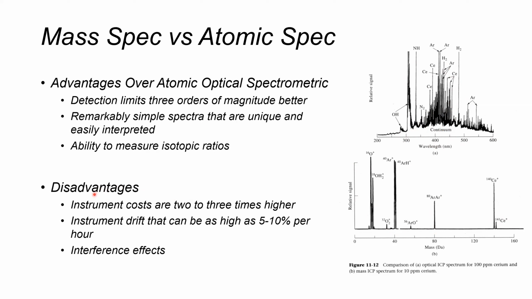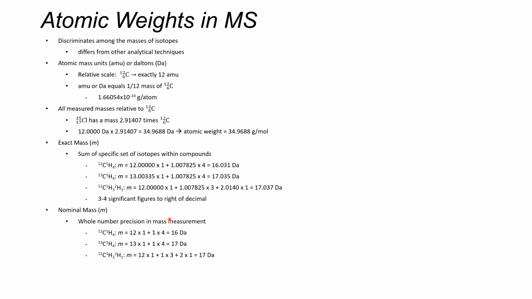There are, of course, some disadvantages. Typically the spectrometers are very expensive, at least compared to atomic spectrometers. Instrument drift can be as high as 5 to 10% per hour, and there are interference effects. So we need to recalibrate quite regularly. And there are a number of interference effects which you don't typically see in atomic spectroscopy.